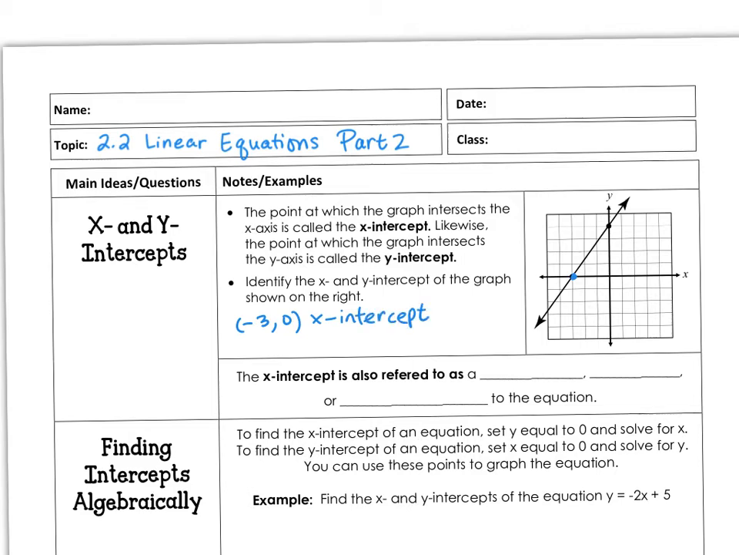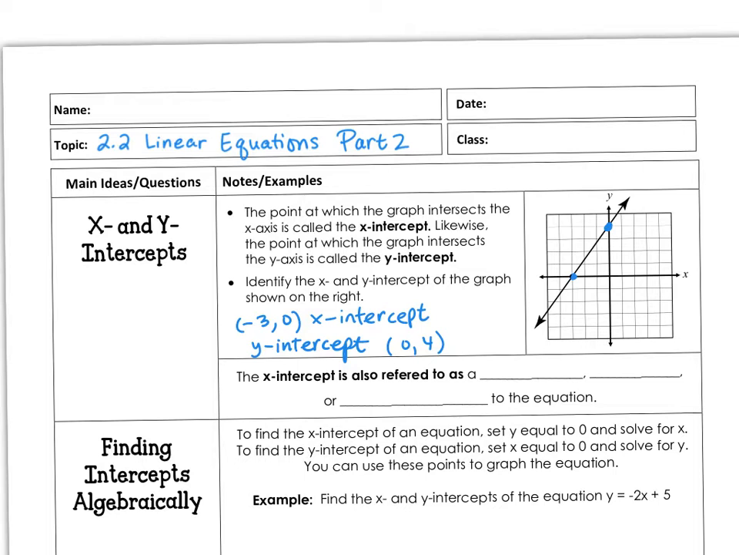And the y-intercept is the other point, which is this one. So what is that? That's 4? Yeah. So our y-intercept is the ordered pair 0, 4. So notice for it to be the x-intercept, the y value has to be 0, and for it to be the y-intercept, the x value has to be 0.